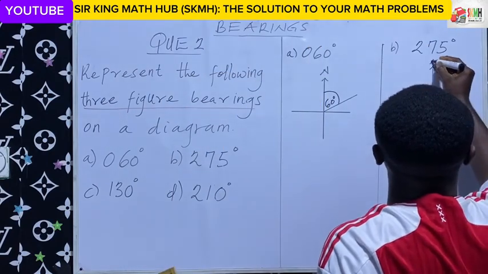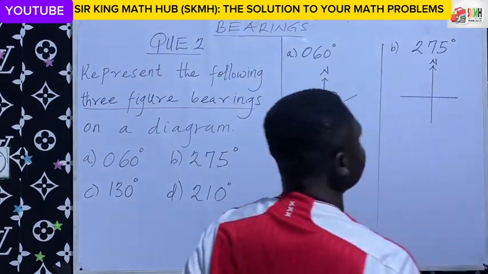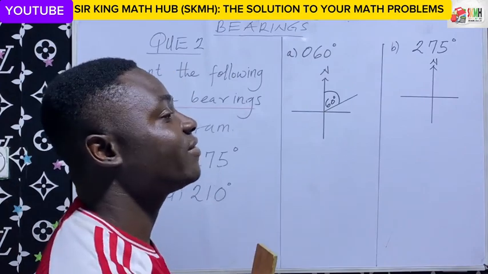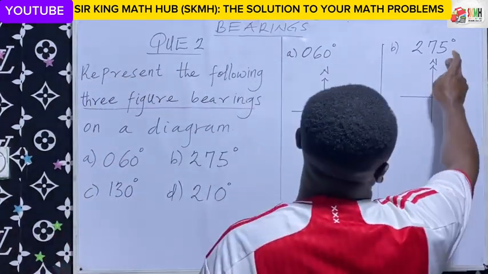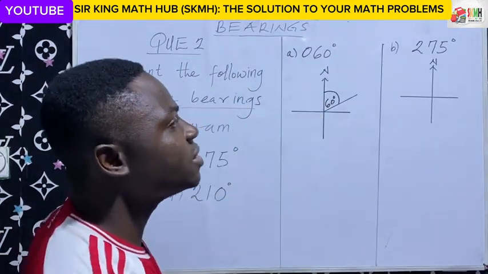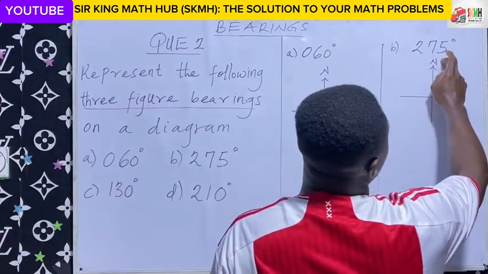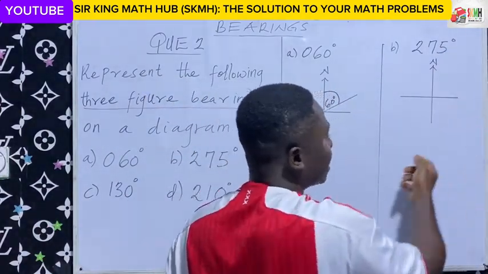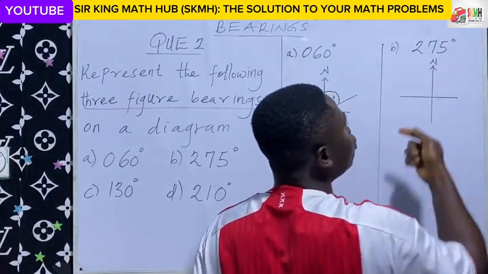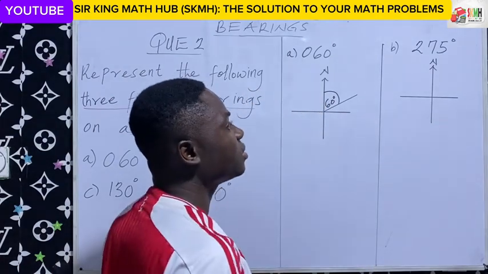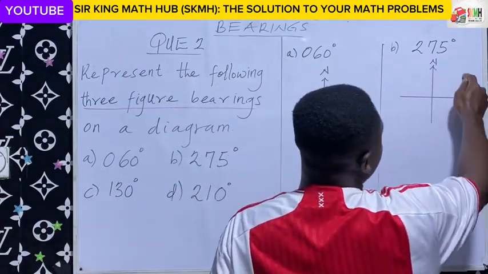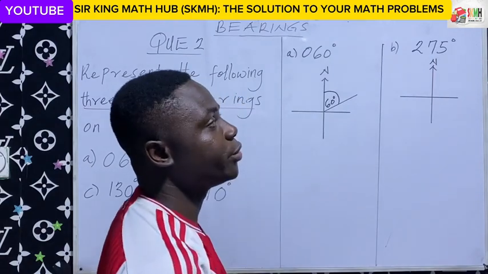So this will be our north direction. We said that for the 3-figure bearing, the emphasis is on the geographical north. So this time it means that from the geographical north, we are moving in the clockwise direction. So we should measure 275 degrees from the geographical north in the clockwise direction. So how do we do that?